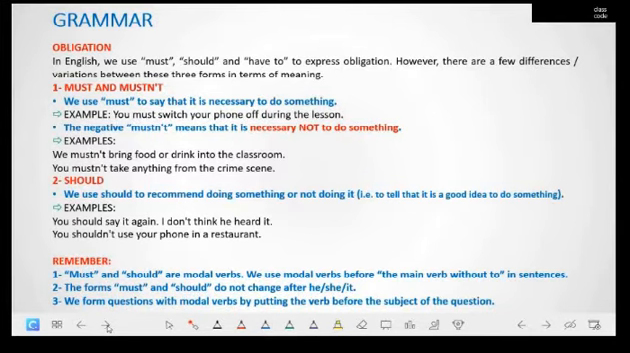Do you have any differences that you might have among those three modal verbs? Must, should, and have to. When do we use them? Can we have any responses?